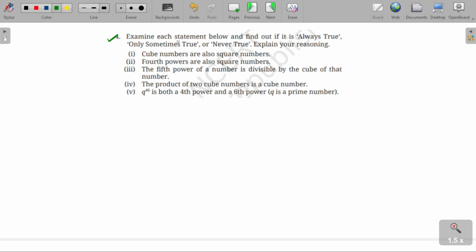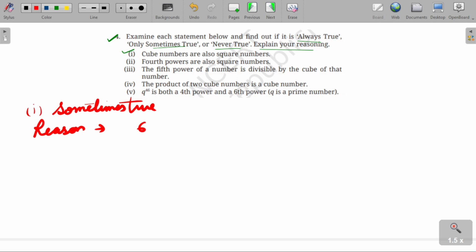Examine each statement below and find out if it is always true, sometimes true, or never true. Explain your reasoning. The first part of this is cube numbers are also square numbers. So this answer is sometimes true. Sometimes true. How? What's the reason behind this?